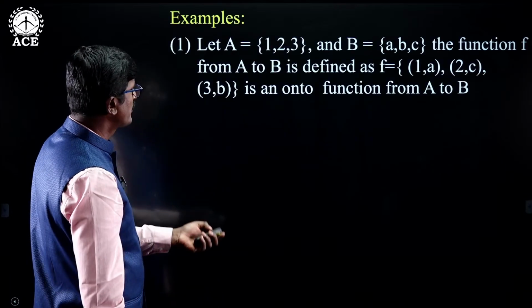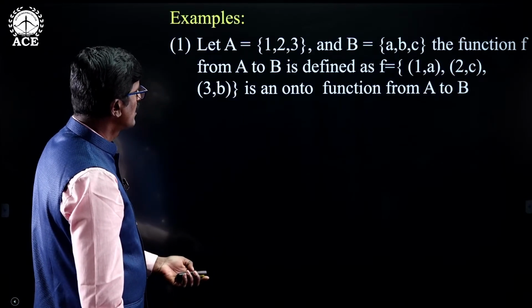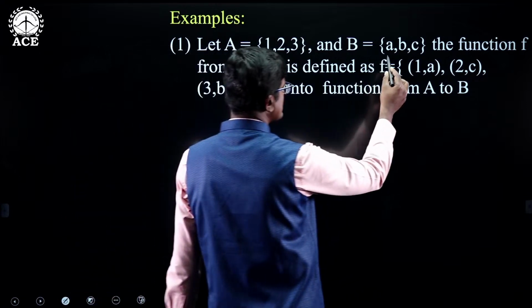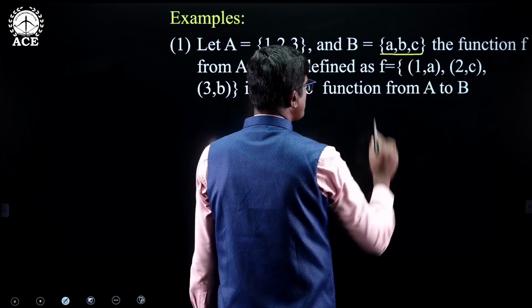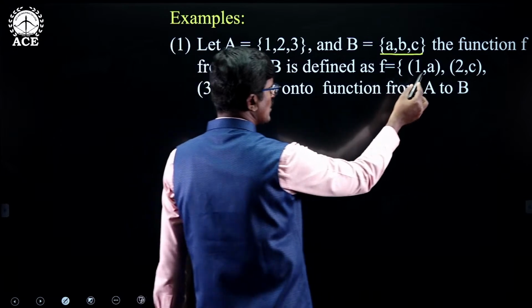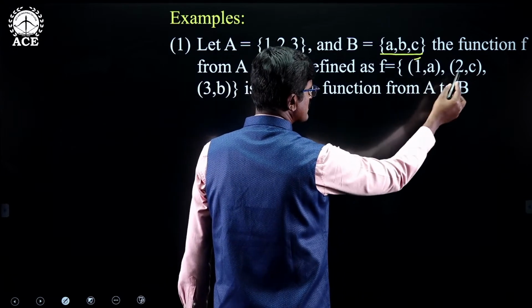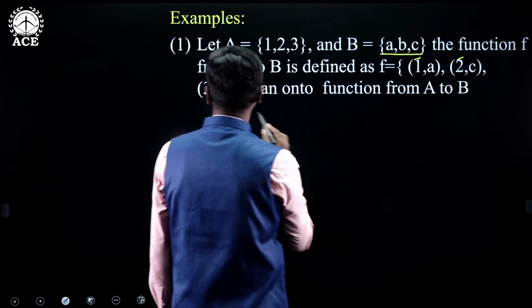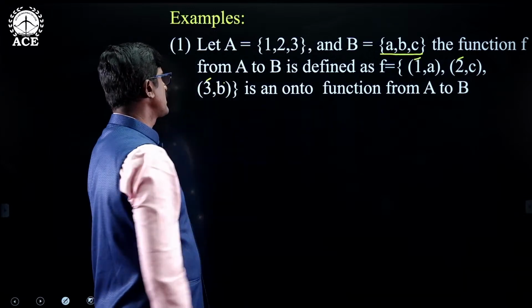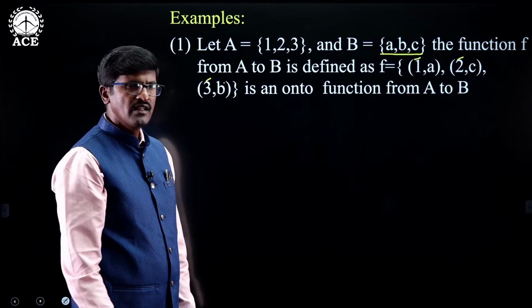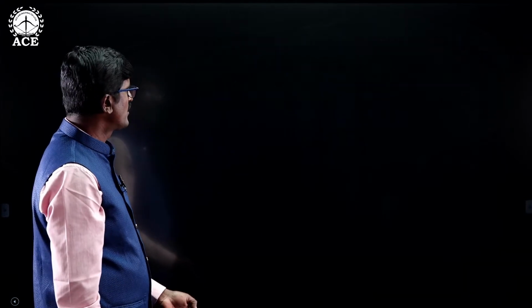And this is the example. If you look at this example, there are 3 elements in set B. For these 3 elements, there must be a pre-image. So for a, 1 is the pre-image. For c, 2 is the pre-image. For b, 3 is the pre-image. That means every element in set B is having a pre-image. Therefore, this function is onto function.